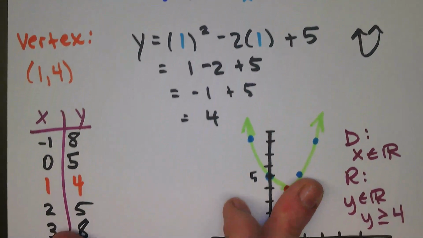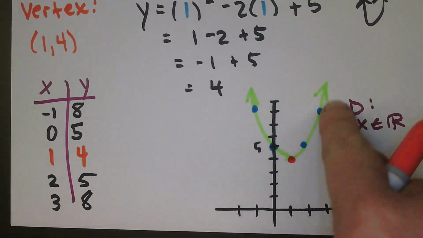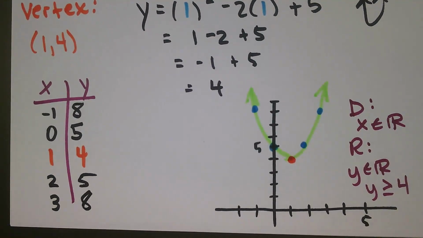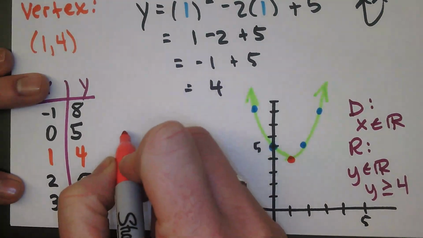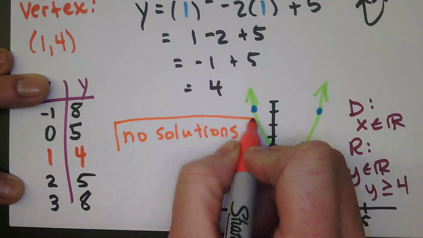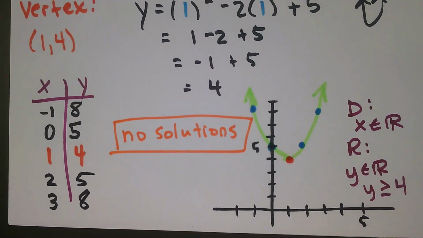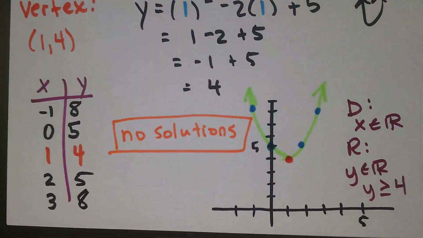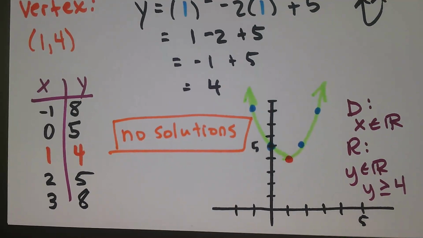And if I look at my graph here, this parabola is not crossing the x-axis. So the solution here is that there is no solution. There are no x-intercepts. There are no zeros. This green parabola does not cross the x-axis. Hopefully that's helpful. Catch me anytime.